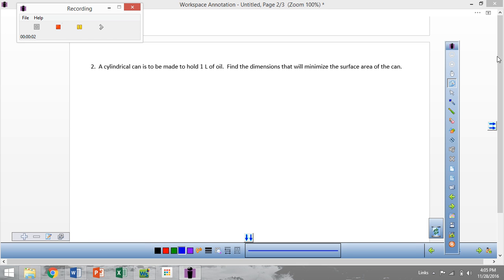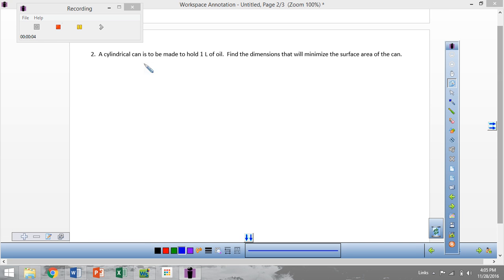Okay, so here we have another optimization problem. This one deals with a cylindrical can. It's to be made to hold 1 liter of oil. Find the dimensions that will minimize the surface area of the can.